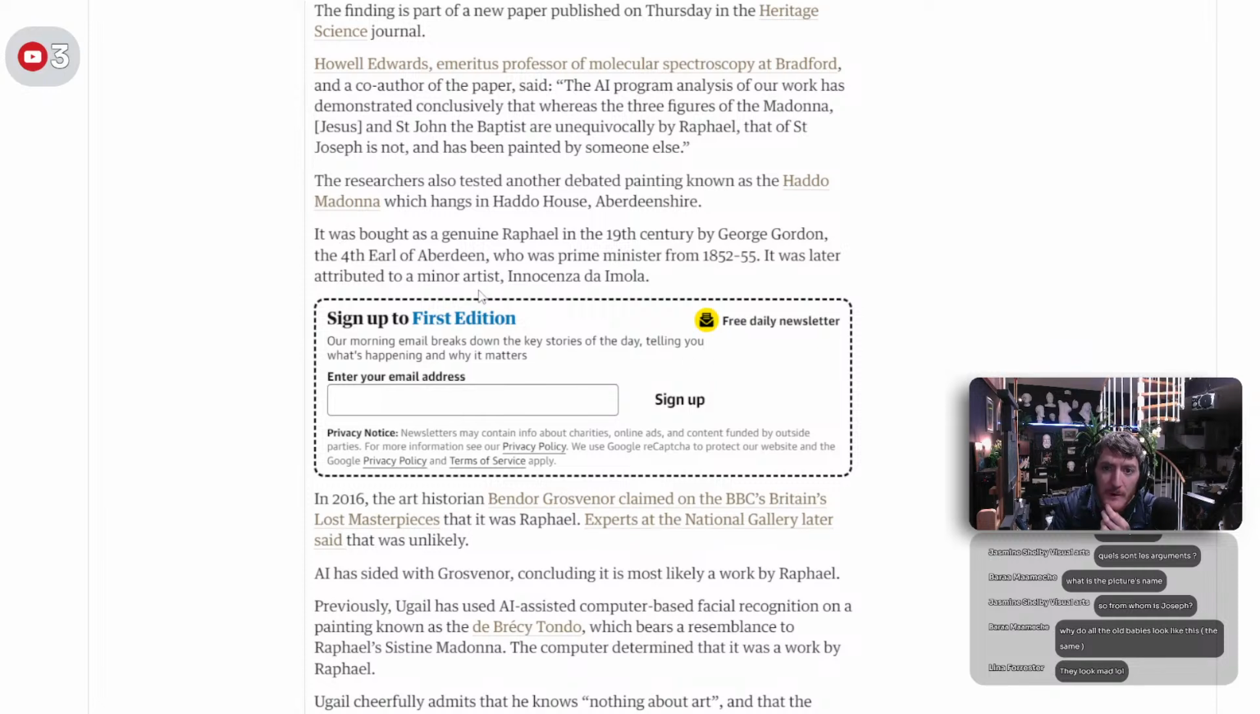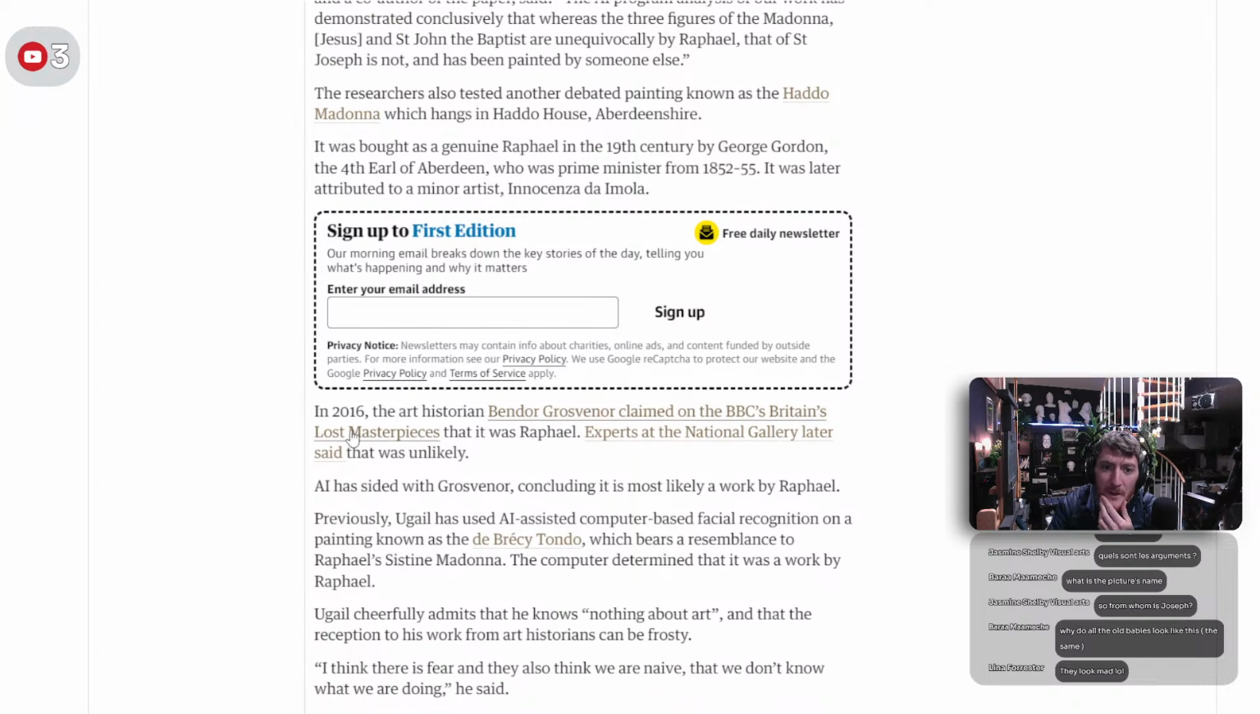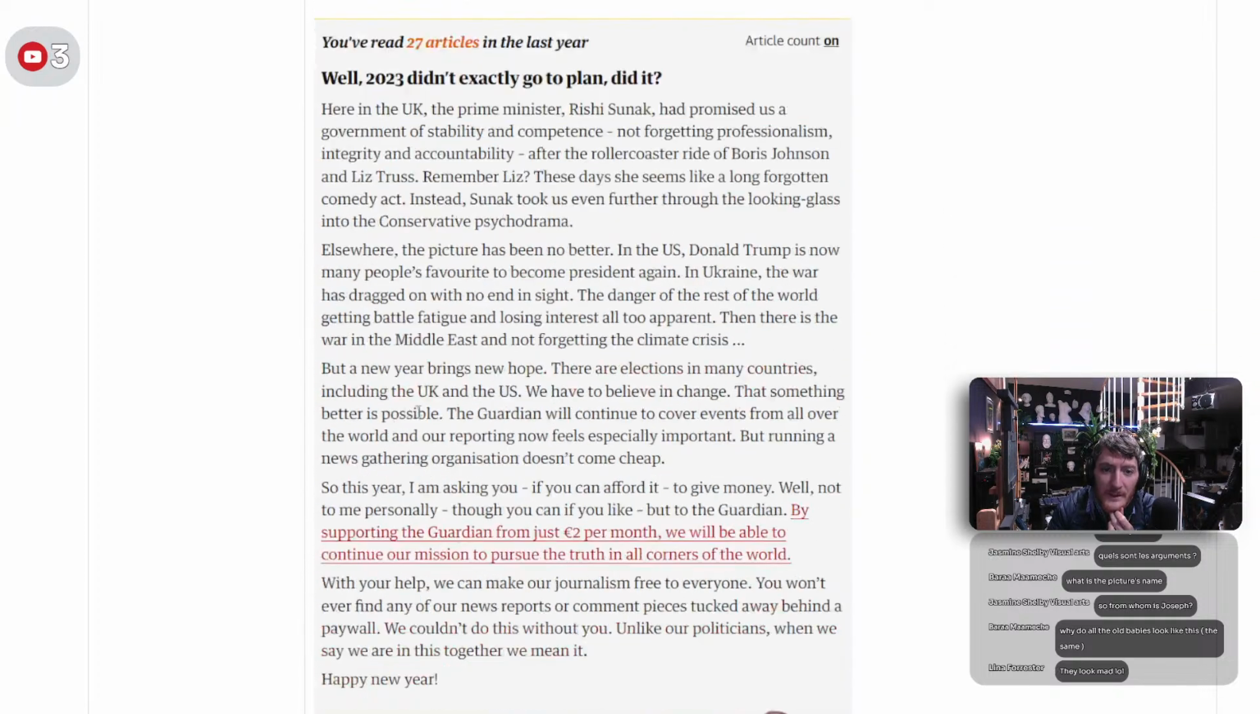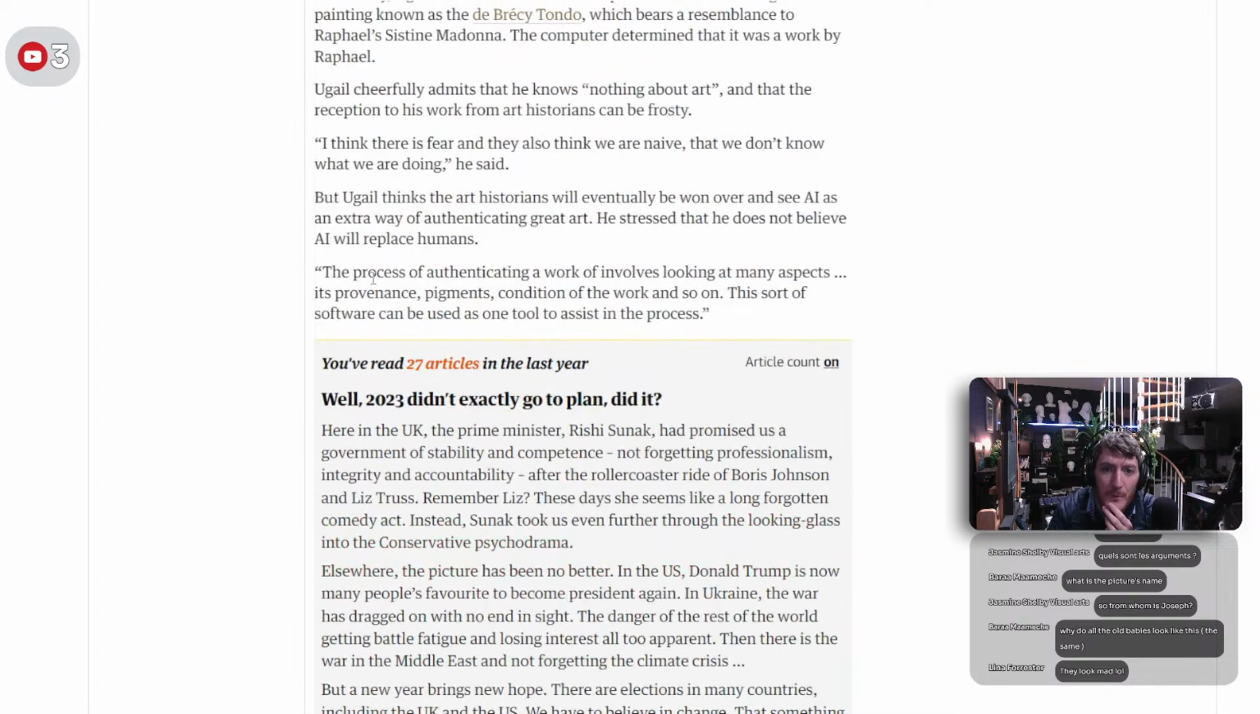It was bought as a genuine Raphael, so this is the provenance. In 2016, the art historian Bendor Grosvenor claimed on the BBC that it was Raphael. Experts at the National Gallery later said that was unlikely. The AI, as cited with Grosvenor, concluded it is most likely a work by Raphael. The process of authenticating a work involves looking at many aspects: its provenance, pigments, condition of the work, and so on. This sort of software can be used as one tool to assist in the process.